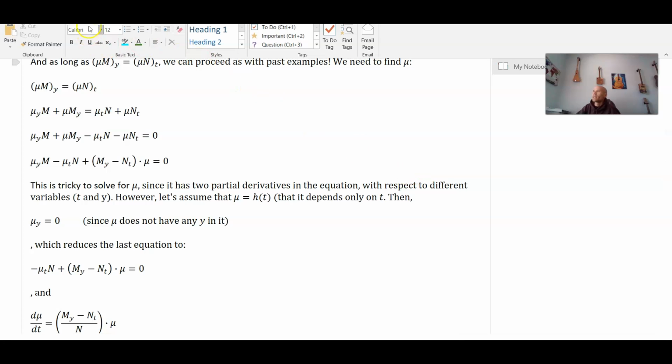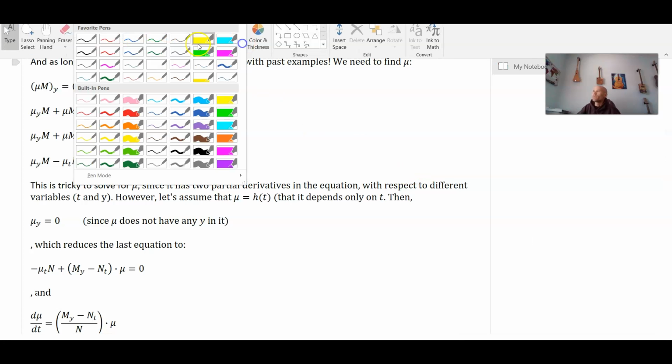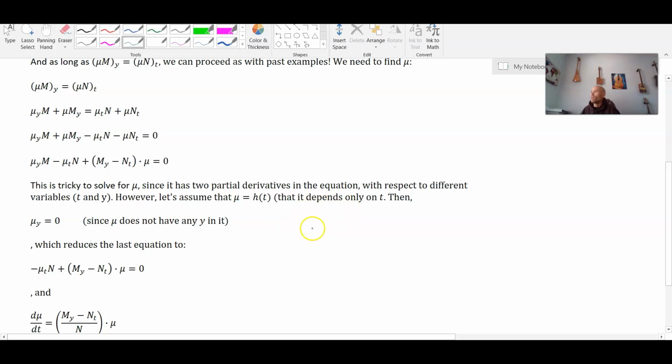And instead, let's suppose that we could possibly make the assumption that mu sub t is equal to 0. Mu sub t is equal to 0. So here we are assuming mu does not have any t in it. Okay, so in this case, we can still go with this assumption. We just have to modify our equation here.